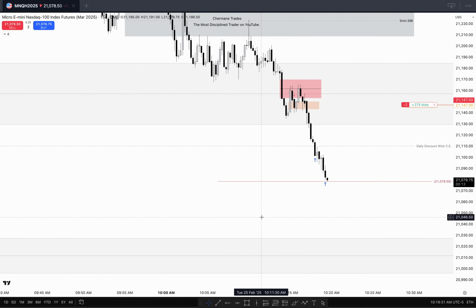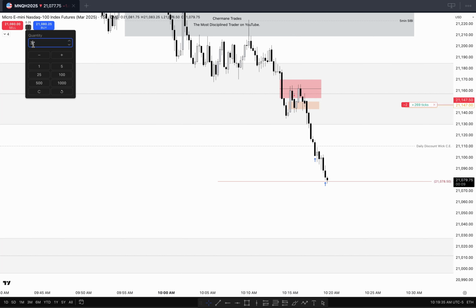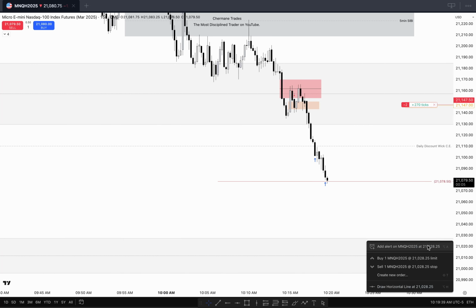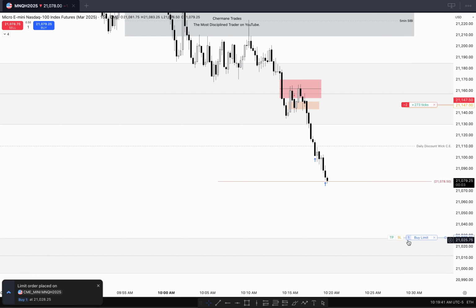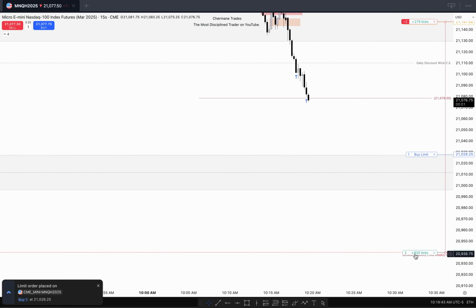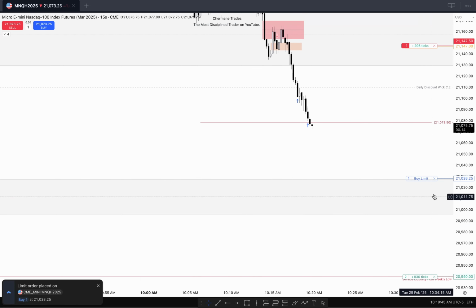There we go. Very nice. I have 2 micros on. We're just gonna split the difference here, take a partial at the high of the new week opening gap, and then a best case scenario exit is up here.